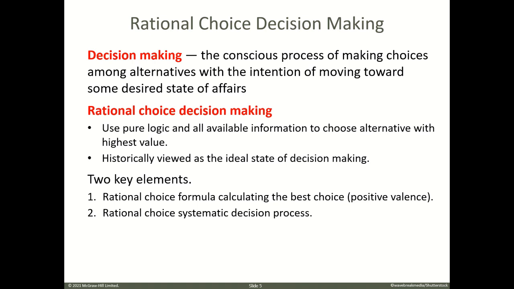It uses pure logic and all available information to choose the alternative with the highest value. In this case, all the available information is required at the time of selecting the best alternative among those we have in our organization. It is historically viewed as the ideal state of decision making. We have two key elements of rational choice: the rational choice formula, calculating the best choice, where positive valence means positive satisfaction, and rational choice as a systematic decision process.